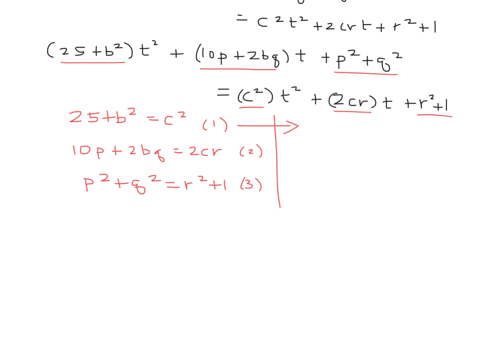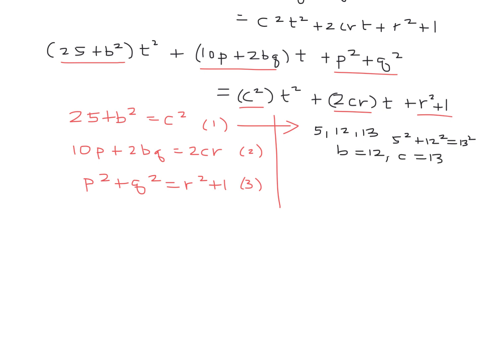That one looks like a Pythagorean relationship to me. I can think of one immediately. Very famous one, 5, 12, 13. Right? Because 5 squared plus 12 squared is equal to 13 squared. So that means that B will be 12 and C will be 13.